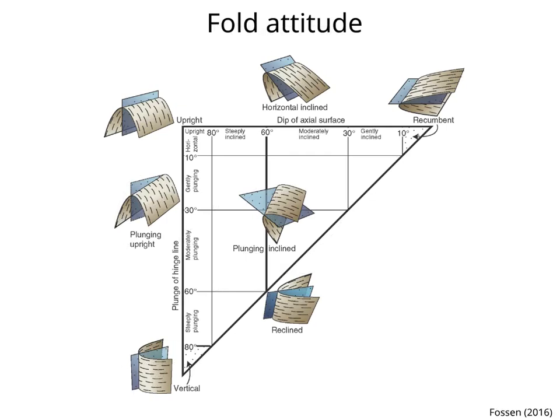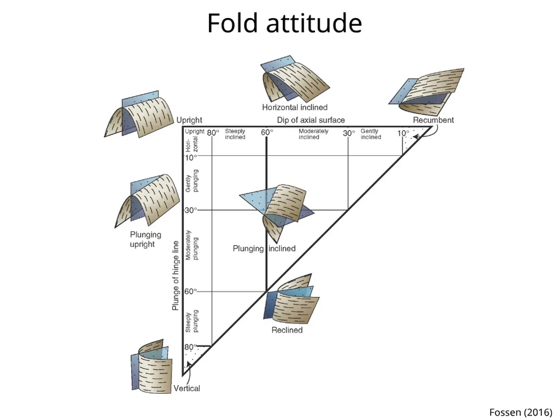The orientation of a fold can be described by the dip of the axial surface and the plunge of the hinge line. An upright fold has a vertical axial surface and horizontal hinge line. A vertical fold has a vertical axial surface and a vertical hinge line. A recumbent fold has a horizontal axial surface and a horizontal hinge line.